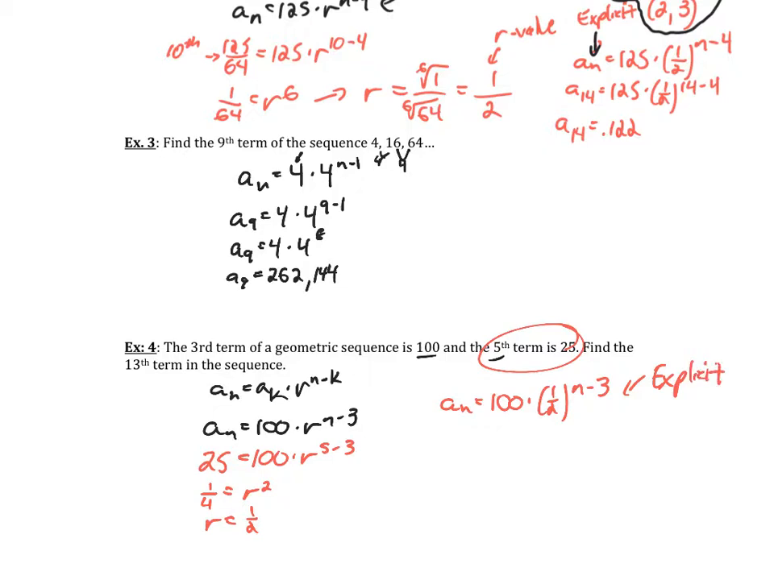And then to find the 13th term, we're going to plug in 13 for n. Just be very careful on the calculator with order of operations. I did it again, 13 minus 3, not 10. And if you do that out in the calculator and you round to 3 decimals, you get 0.098. Okay, so that's it for geometric.